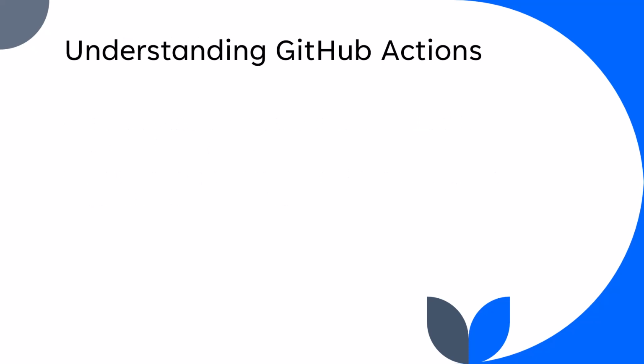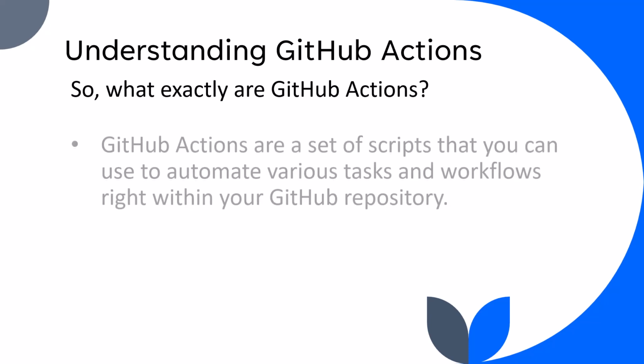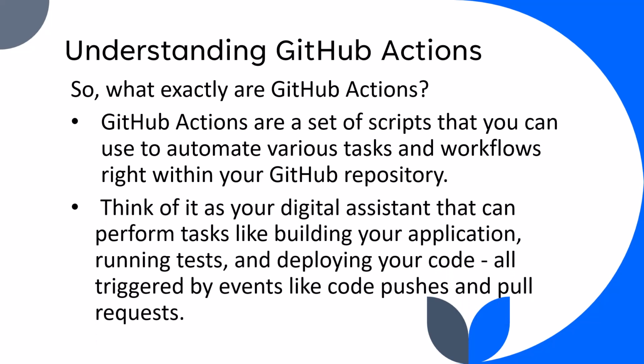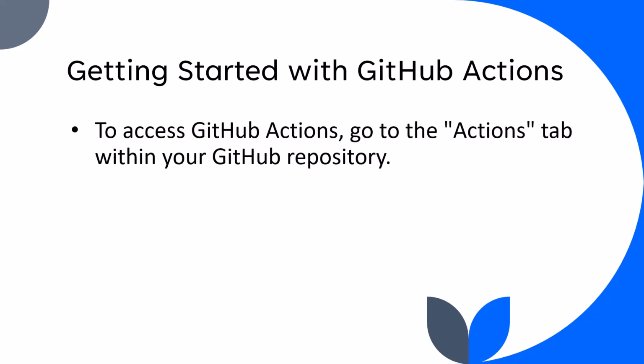To understand GitHub Actions, what exactly are they? GitHub Actions are a set of scripts that you can use to automate various tasks and workflows right from within your GitHub repository. Think of it as your digital assistant that can perform tasks like building your application, running tests, and deploying your code, all triggered by events like code pushes and pull requests. So let's get started with GitHub Actions.